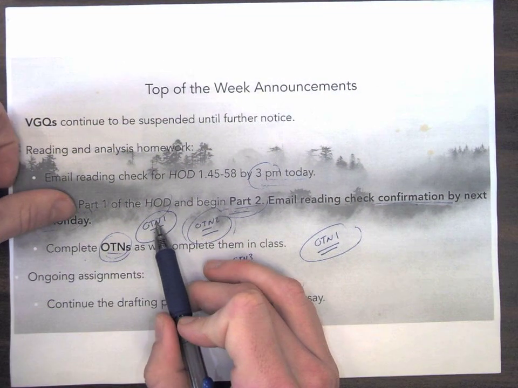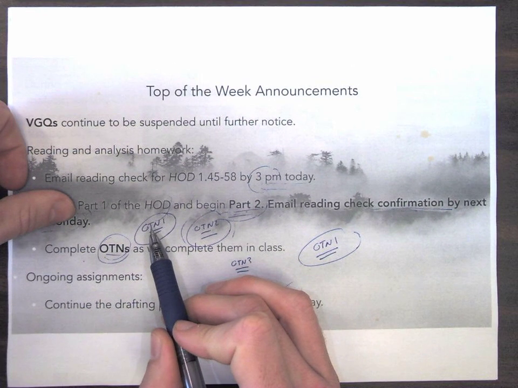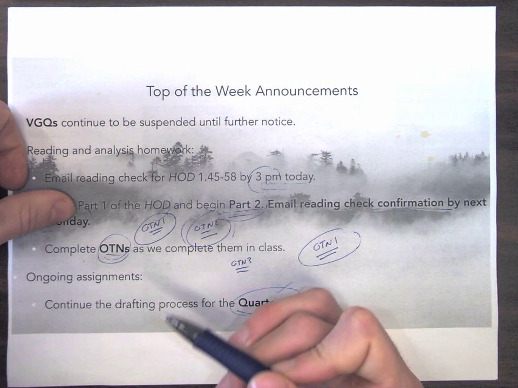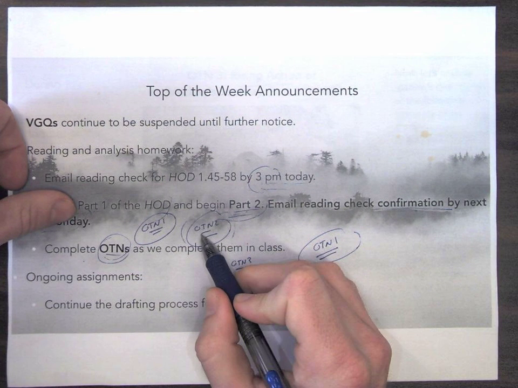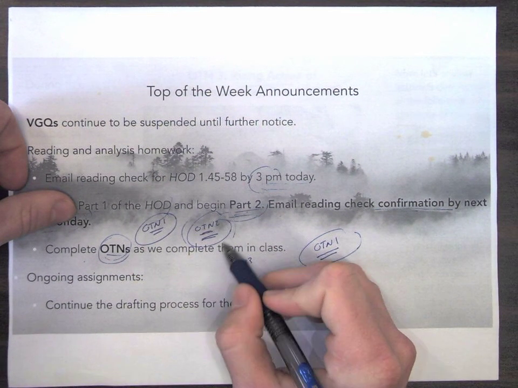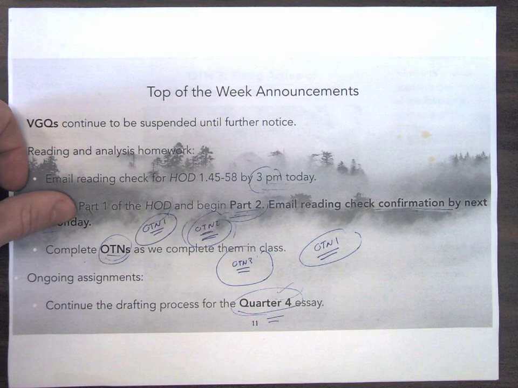You need to have written and completed OTN 1. It doesn't need to be in formal prose, in essay form, or in paragraph form. Just class notes, keeping up with what we're going through in class. And then OTN 2 also needs to be complete. And then obviously you need to begin the process of working on OTN 3 today.